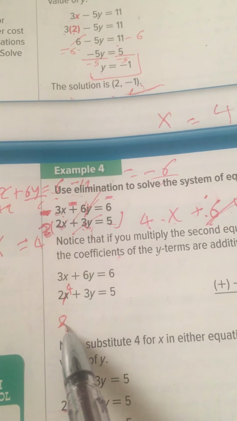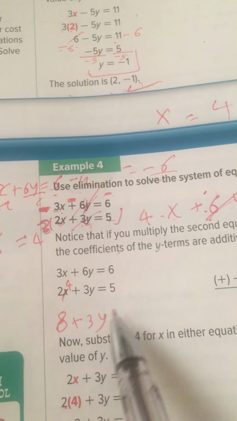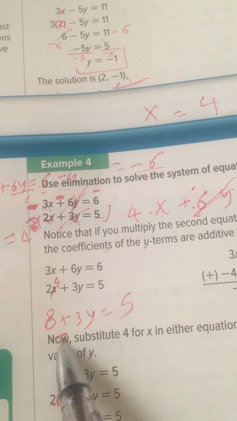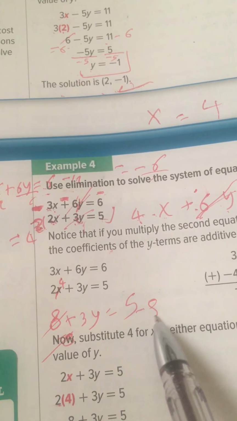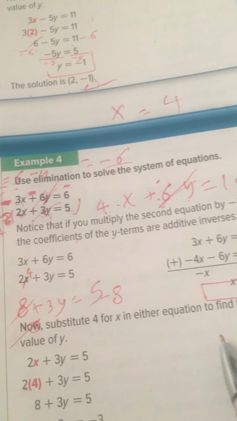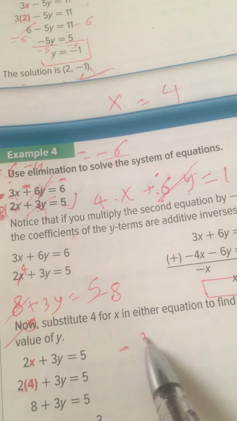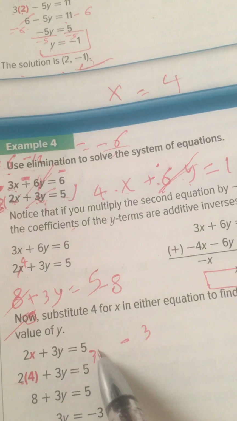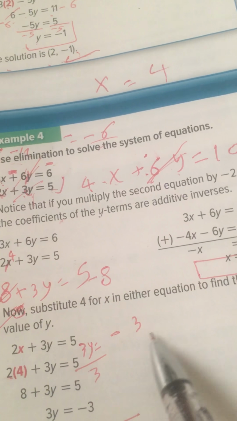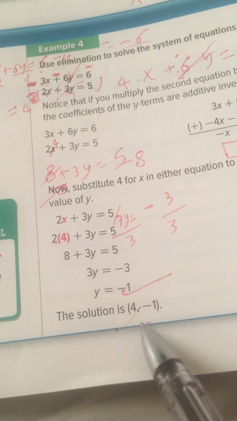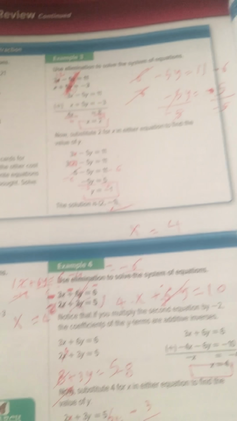2 times 4 is 8, plus 3y equals 5. Minus 8 to delete the 8. 5 minus 8 is minus 3. So 3y equals minus 3. Divide by 3, so y is minus 1. The solution set is 4 and minus 1.